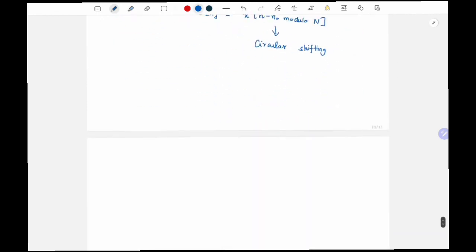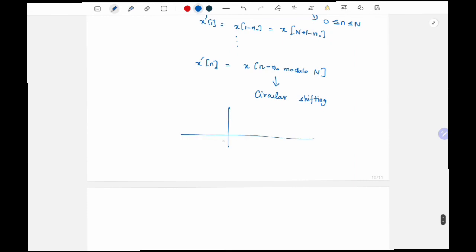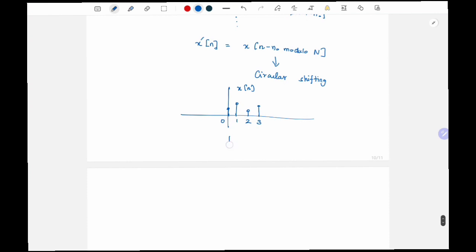So I'll just show you from 0 to N what happens. I'll take an example, 0, 1, 2, 3. So this is x[n]. Let's say I want to shift by 1 unit, x[n minus 1]. So what is this going to be? Whatever was at 3 will come to 0. And my 0 will go to 1, and my 1 will go to 2, and whatever was at 2 will come to 3.